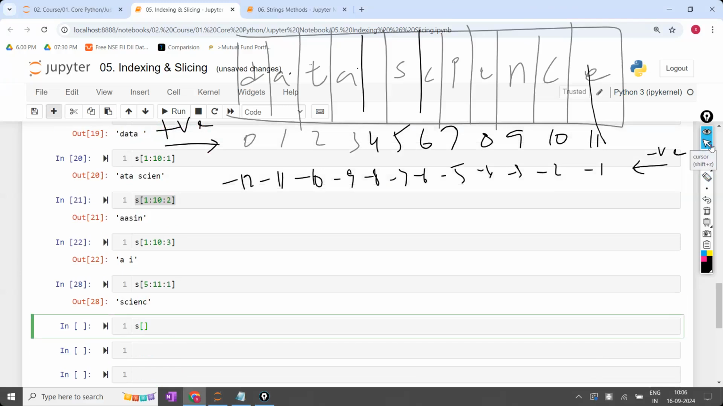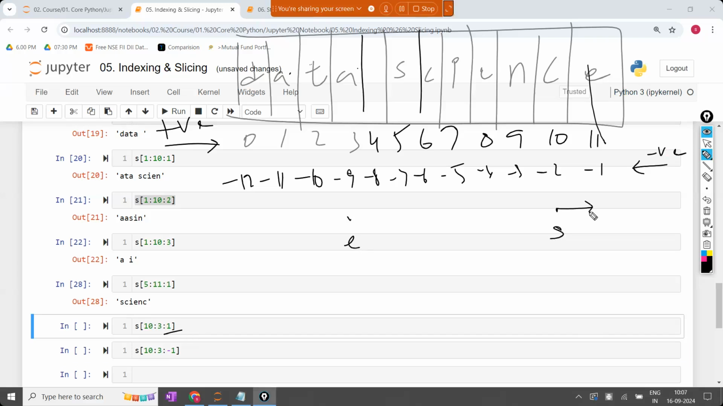Starting with, I'm going to start with the 10. Second number I'm going to take is 3 with the increment of 1. What is the answer? Same example with -1. One example with positive 1, one example with negative 1. Now, what is the starting point? 10 is the starting point. This one. What is the ending point? 3. Ending point.